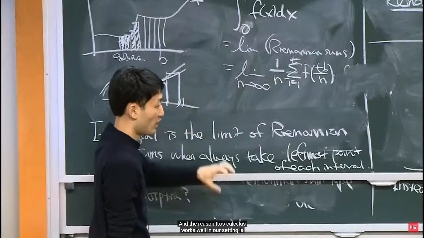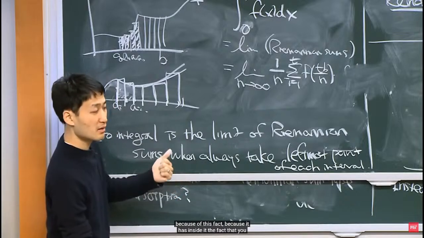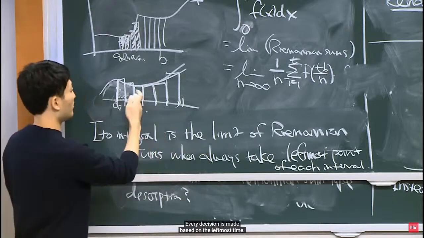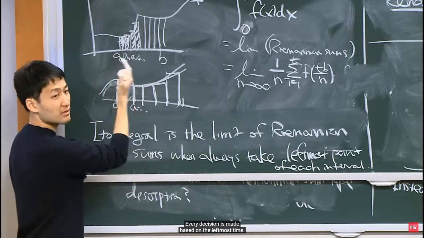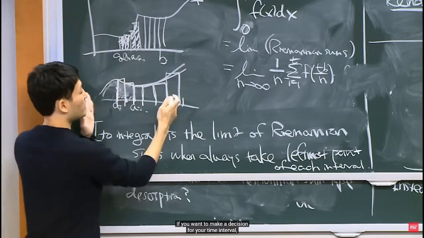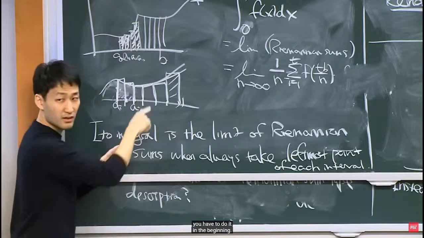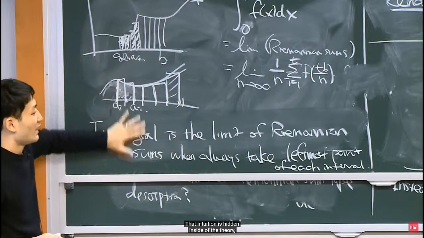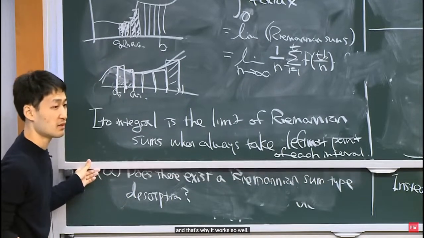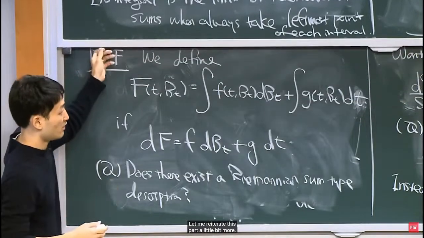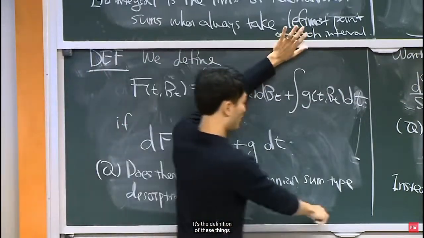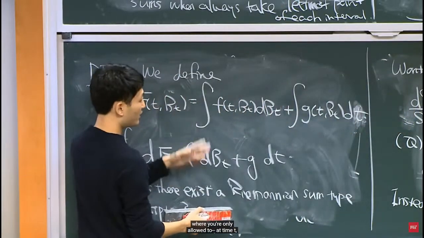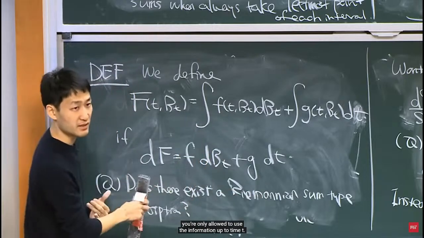And the reason Itô's calculus works well in our setting is because of this fact. It has inside it the fact that you cannot see the future. Every decision is made at the leftmost time. So if you want to make a decision for your time interval, you have to do it at the beginning. That intuition is hidden inside the theory, and that's why it works so well. So let me reiterate this part a little more. There's the definition of these things, where at time t, you're only allowed to use the information up to time t.